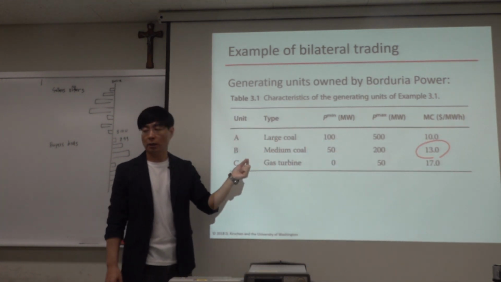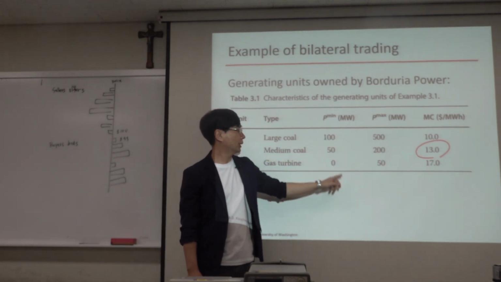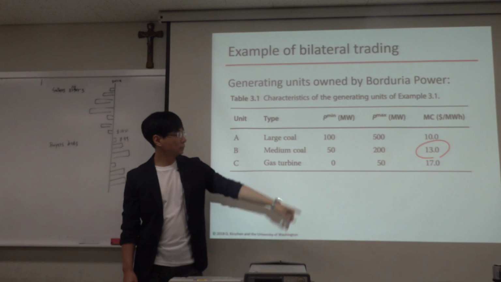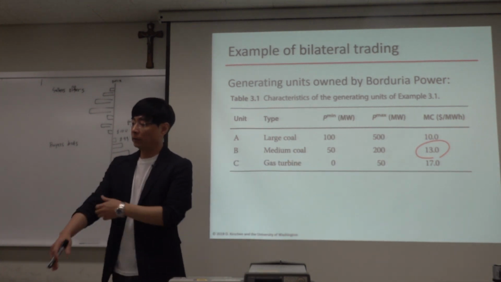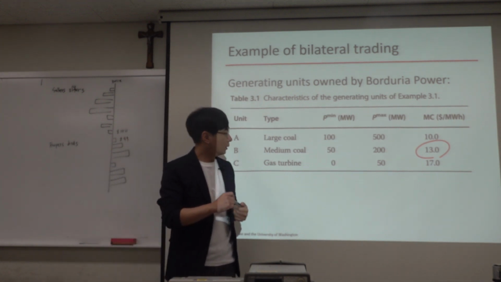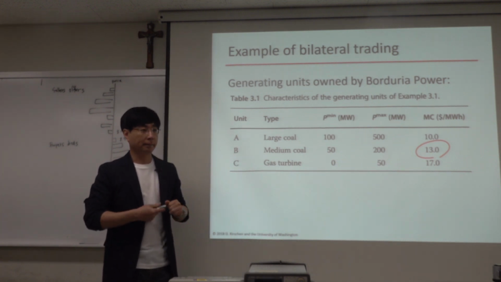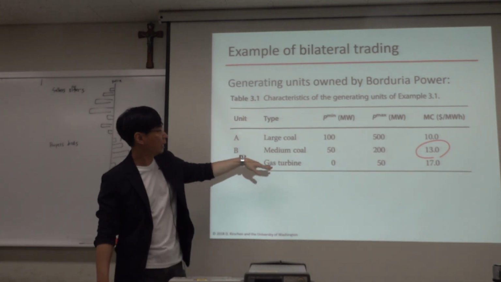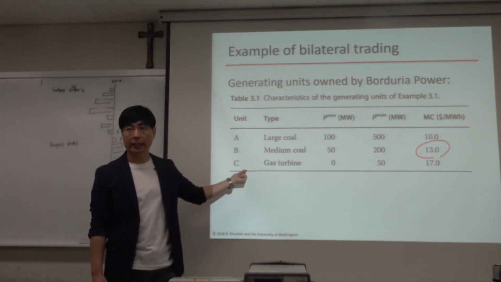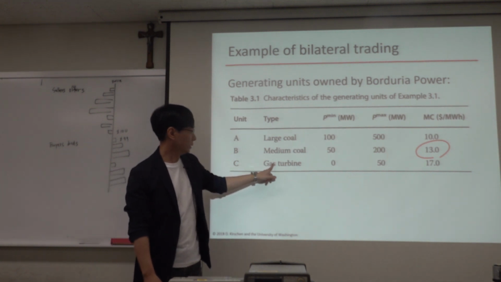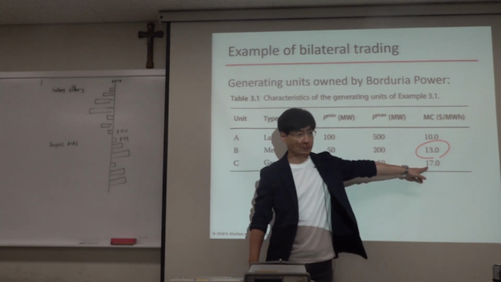But the advantage of the gas turbine is that the minimum generation constraint is 0. So this is expensive, but it can immediately participate in the market if necessary. Also, here we do not consider the fixed cost yet, but typically this one has very low fixed cost and high marginal cost.